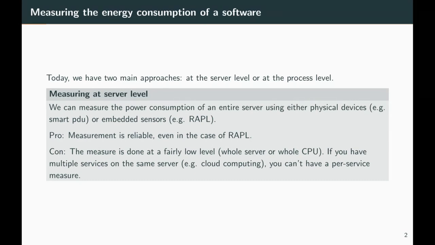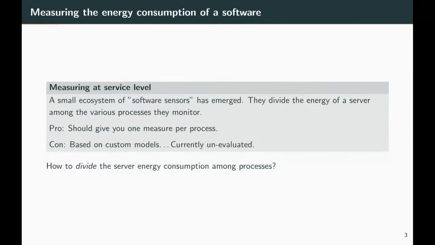In order to face this issue, there's a small ecosystem of software sensors that have emerged. The principle is always the same. You take the energy consumption of your server and you split it among the different services or software you're interested in. It should give you a measurement per process, and it's based on custom models that are currently unevaluated. So we are going to discuss this, and the issue of how we can divide the energy consumption among processes.